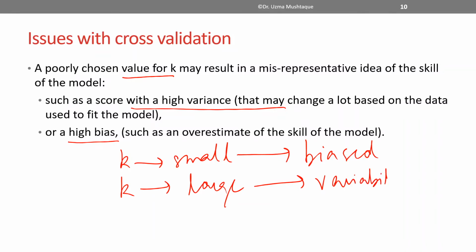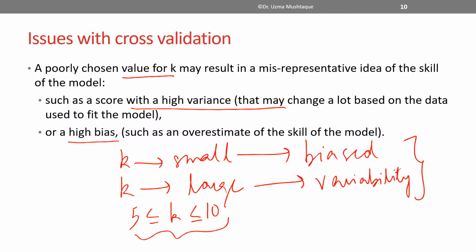So again, it is subjective. It is dependent on the type of data that you're using. And there are ways to find out what is the best value of K. Mostly K should lie between 5 to 10 for most of the cases. It gives a good error estimate when K is chosen between that range.